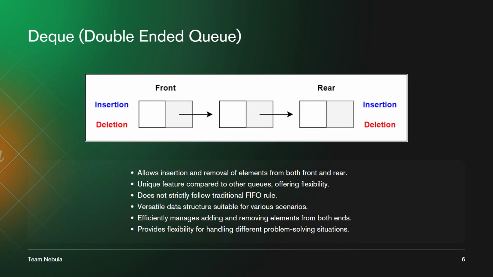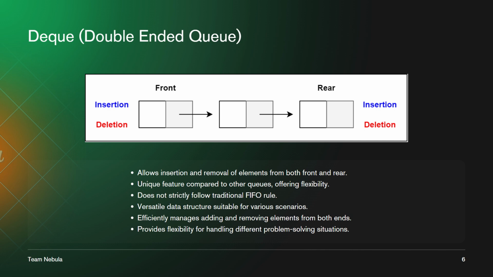Now, let's explore the fascinating world of the double-ended queue, often known as dequeue. Unlike the other queues we have discussed so far, the dequeue is unique because it allows us to perform both insertion and removal of elements not only from the front but also from the rear. Picture it like this. Imagine you have a queue with two ends, one at the front and the other at the rear. This special feature means that the dequeue does not strictly follow the traditional FIFO rule like the simple queue does.